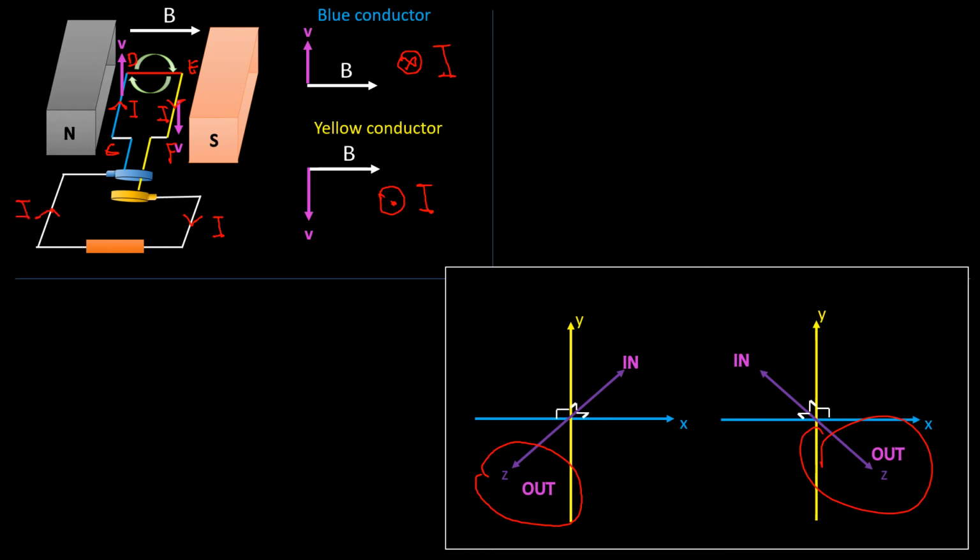So your I is conducted from your yellow slip rings to the blue slip rings, which is in a clockwise direction. So your I is flowing in a clockwise direction.